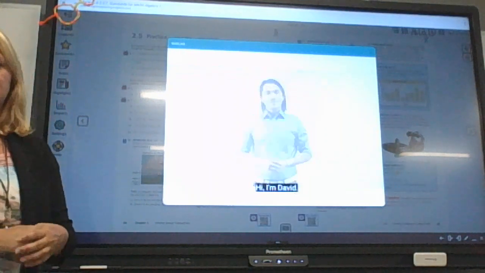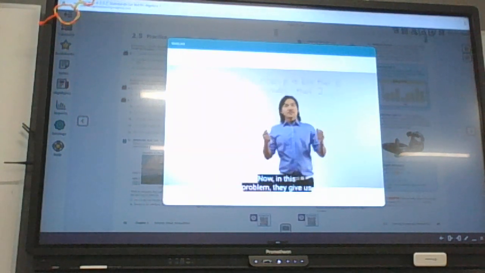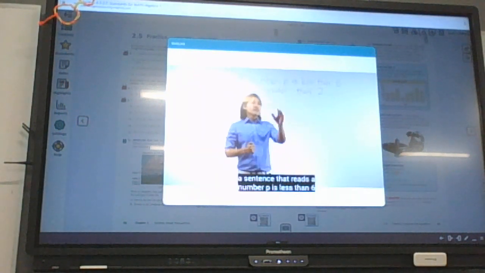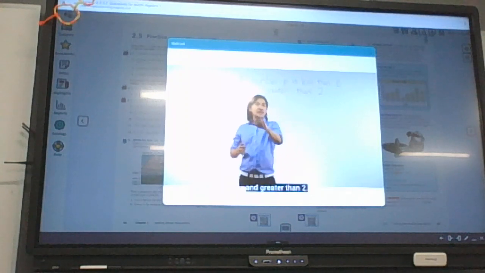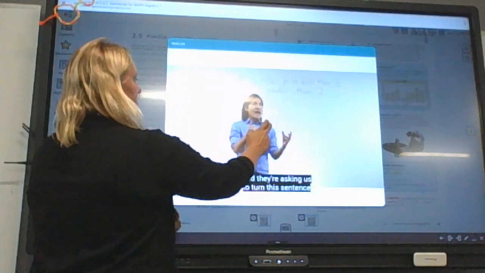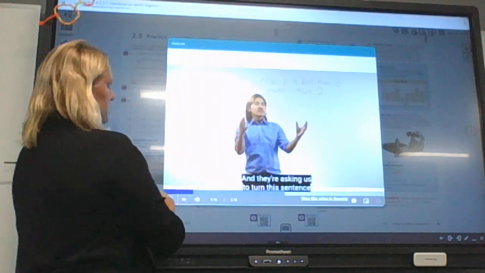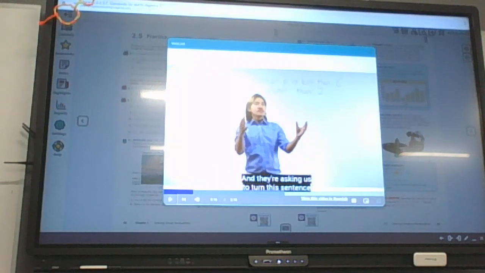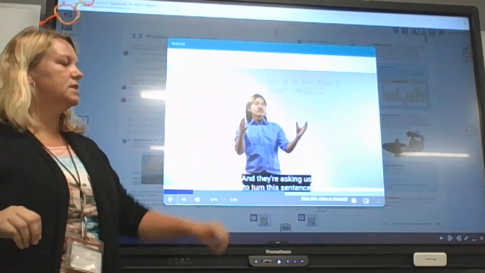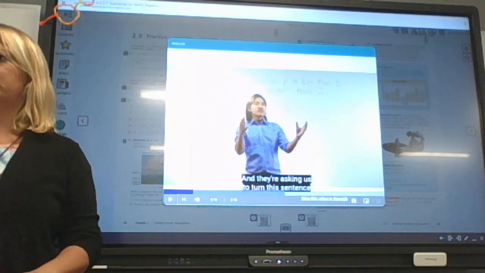Hi, I'm David. Now in this problem, they give us a sentence that reads, a number p is less than 6 and greater than 2. And they're asking us to turn this sentence into an inequality.